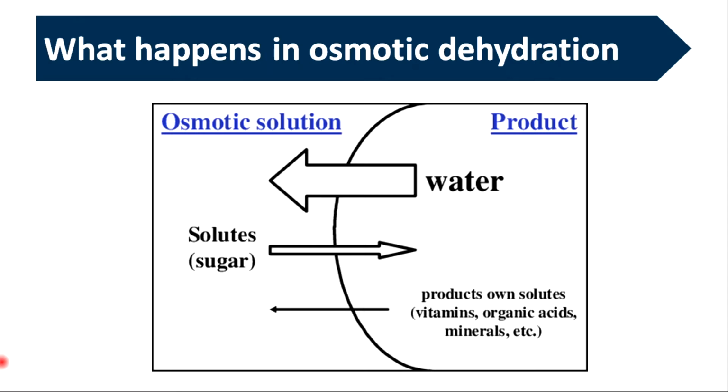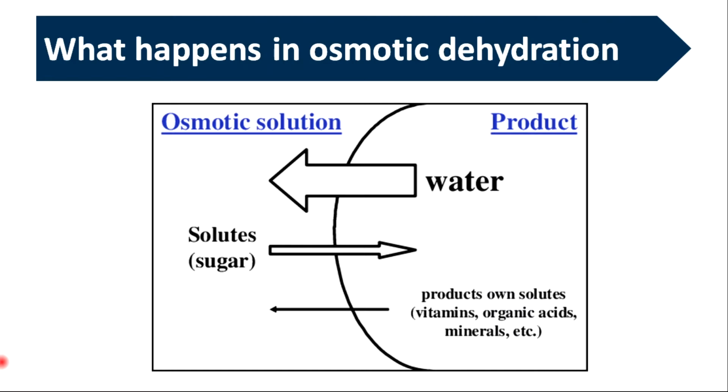In this process, water flows from fruits or vegetables to the solution, and along with the water, some components of fruits and vegetables such as minerals, vitamins, and fruit acids also move towards the solution. The sugar and salt migrate towards the fruits and vegetables. The process of complete osmotic dehydration is shown by the diagram.